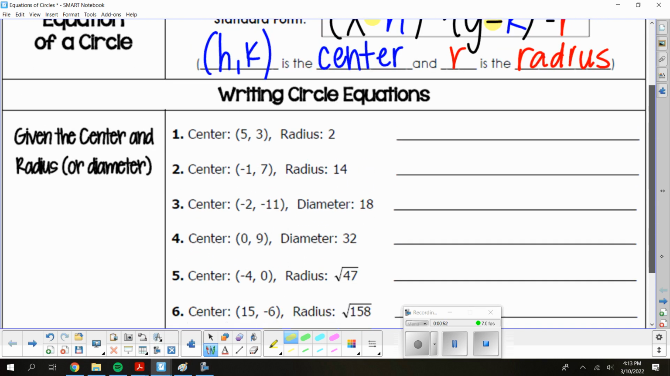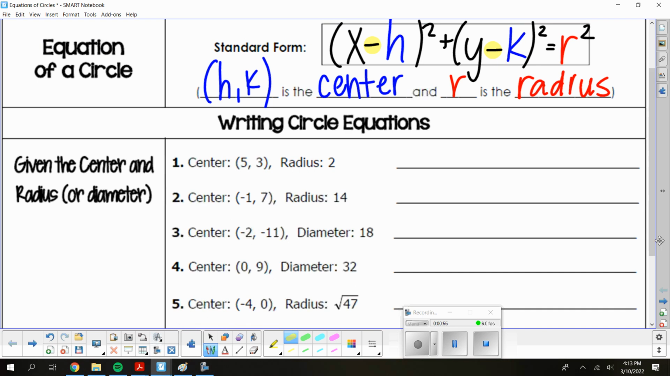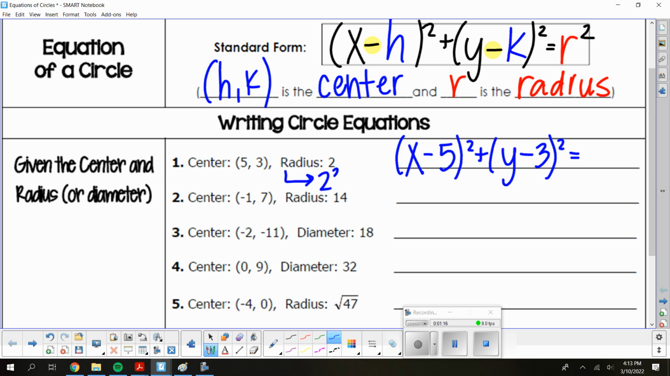So if I just wanted to do these right off the bat, these straightforward ones, I have my center. If I'm plugging that in, it's x minus my x value, so minus 5, squared, added to y minus my y value, so minus 3, squared, equals the radius squared, so 2 squared will give me 4.